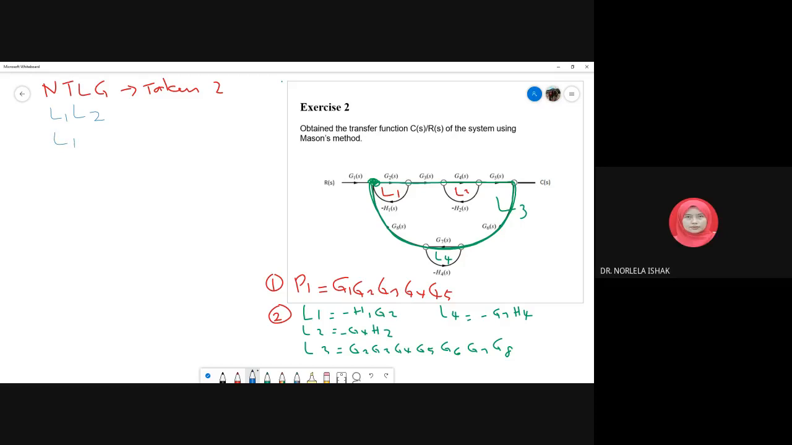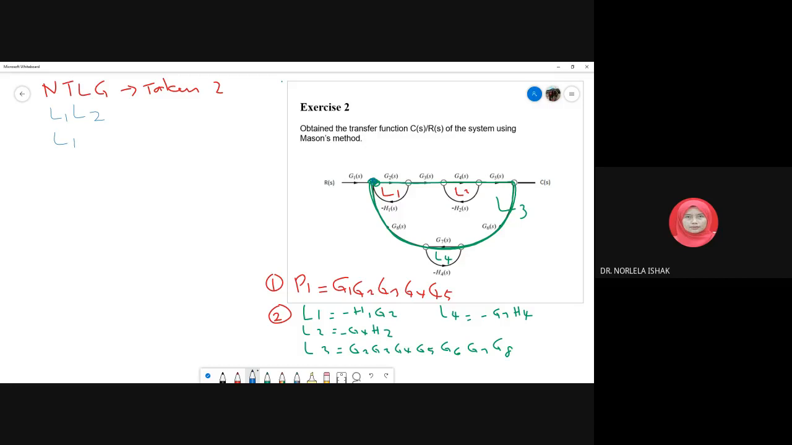L3 bersentuh sebab kita kongsi kat sini. Ini loop 1 dan besar ni loop 3. Dia bersentuh kan? Dia kongsi knot. Betul tak? L1, L3 tak boleh. L1 and L3 is considered touching. We want to define non-touching.